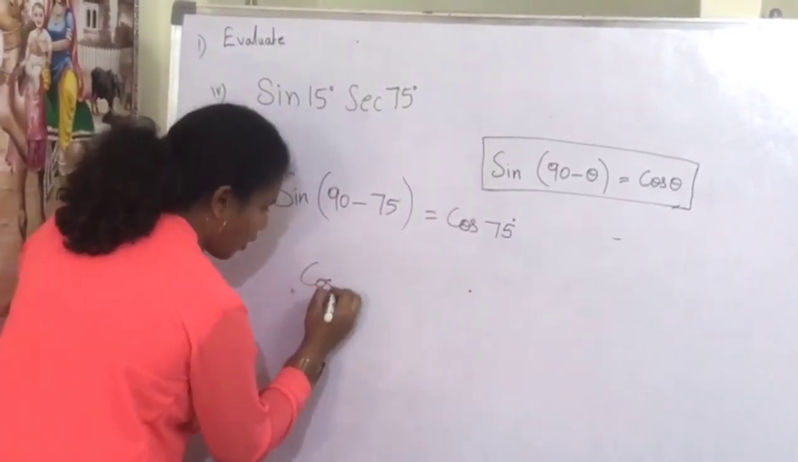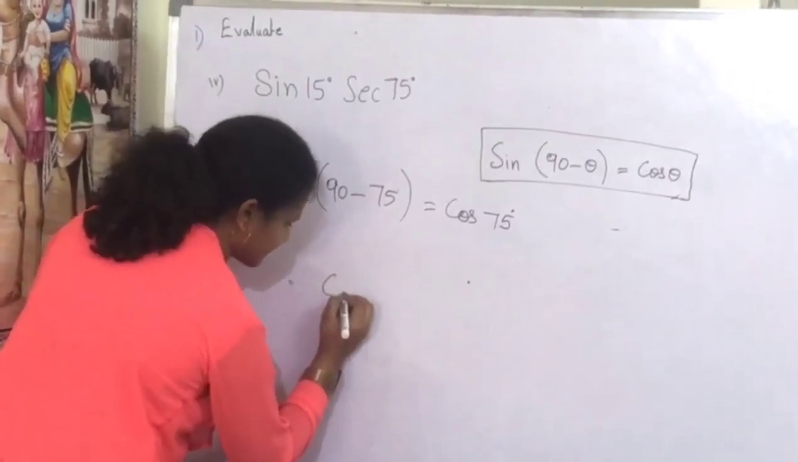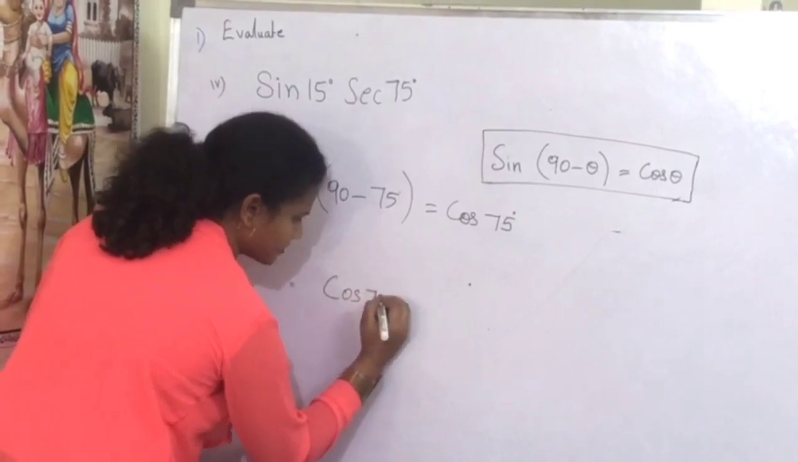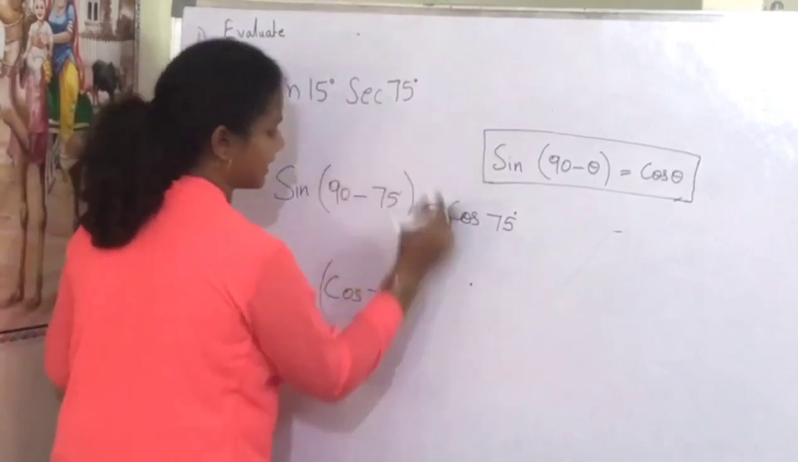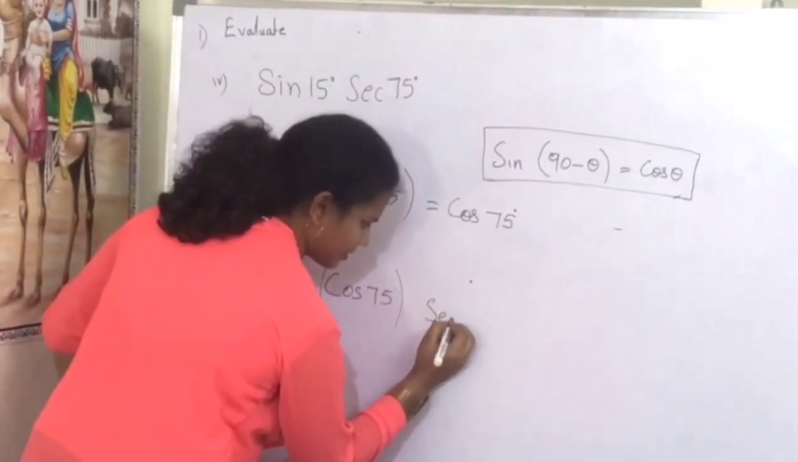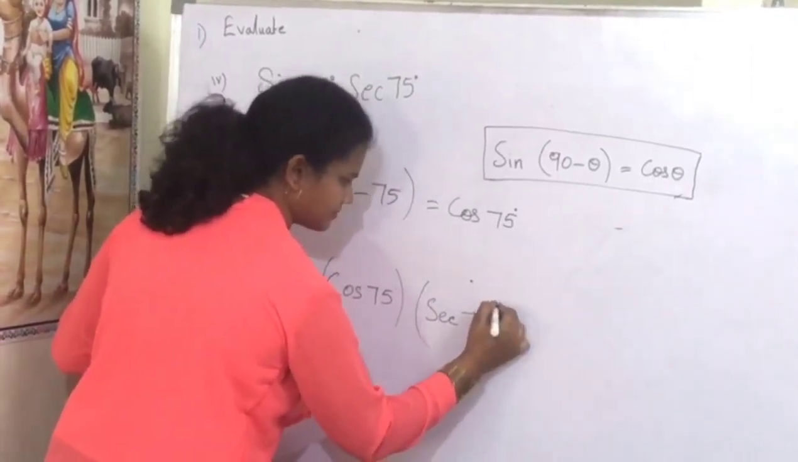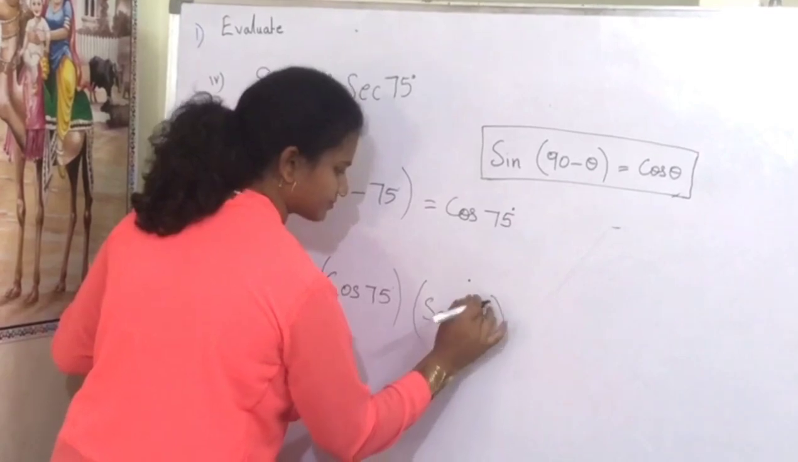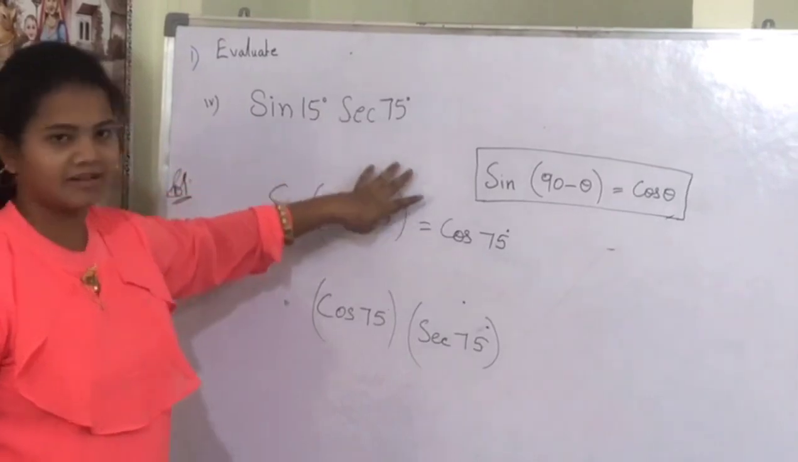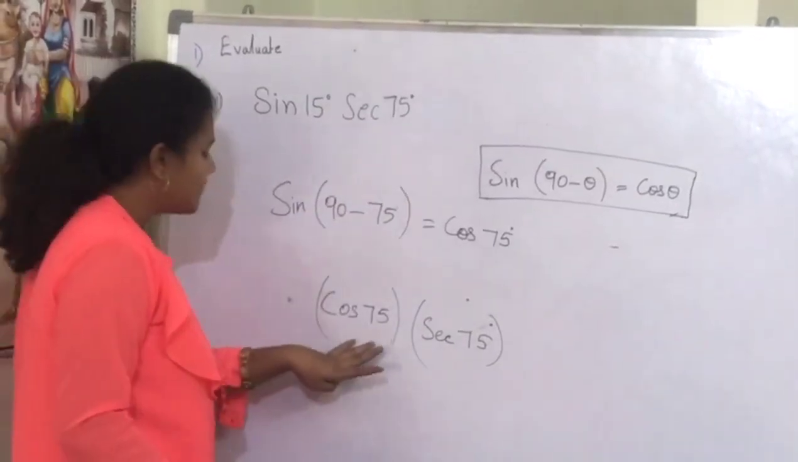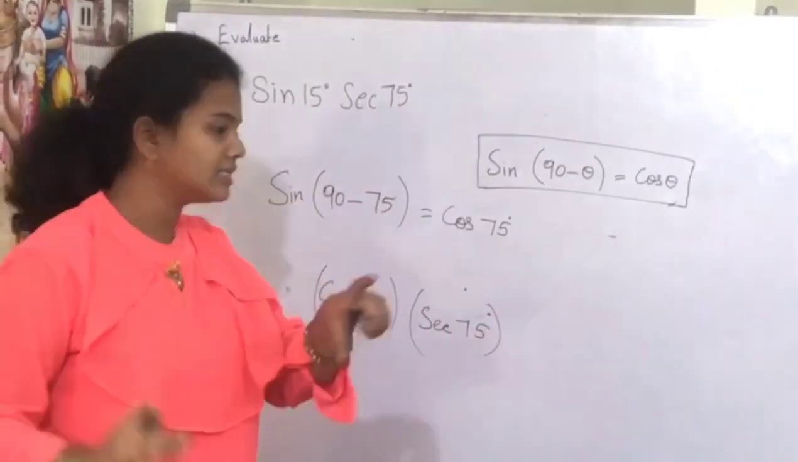Here I can write cos 75 degree into secant 75 degree. Cos 75 degree into secant 75 degree. Done. Now here we can change. Here you have cos 75 degree, where we can write cos theta.